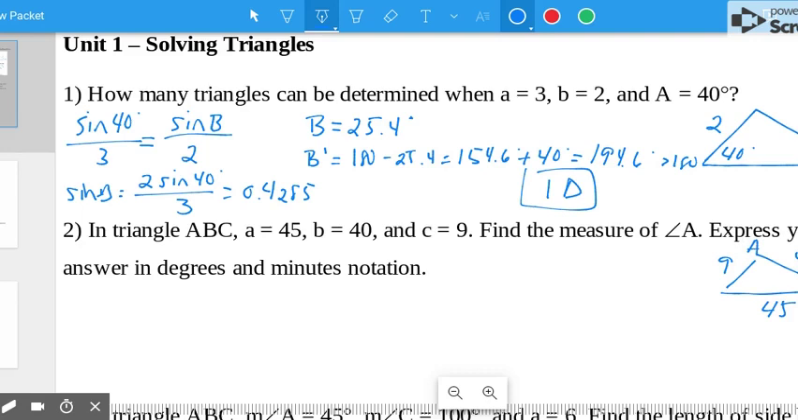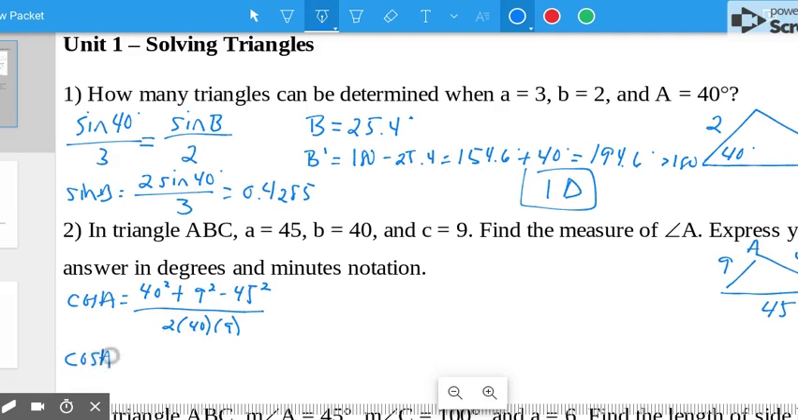Since they gave us 3 sides, we are looking at the law of cosines, and we're solving for angle A, so we're going to take cosine of angle A and set it equal to, and in this case you might have to manipulate a formula in your formula sheet, but the correct setup should be 40 squared plus 9 squared minus 45 squared, all over 2 times 40 times 9.